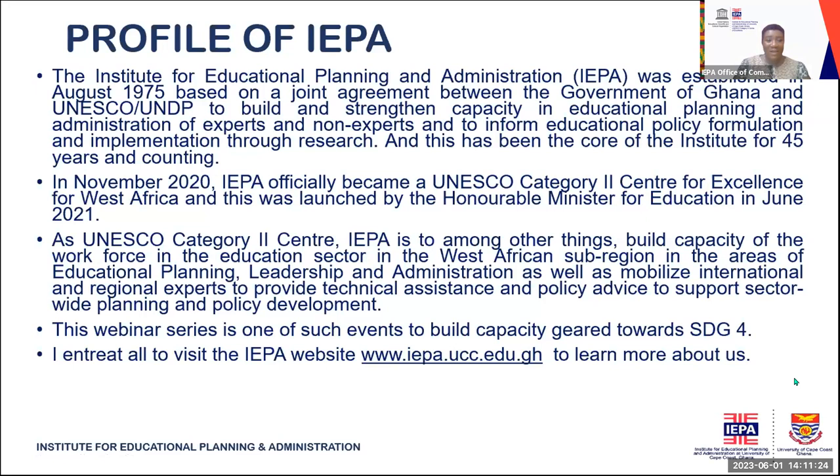In November 2020, IEPA officially became a UNESCO Category 2 Center for Excellence for West Africa. And this was launched by the Honorable Minister for Education in June 2021. So as a UNESCO Category 2 Center, IEPA is to, among other things, build capacity of the workforce in the education sector in the West African sub-region in the areas of educational planning, leadership, and administration, as well as mobilize international and regional experts to provide technical assistance and policy advice to support sector-wide planning and policy. So this webinar series is one of such events that we use to build capacity geared towards SDG4.